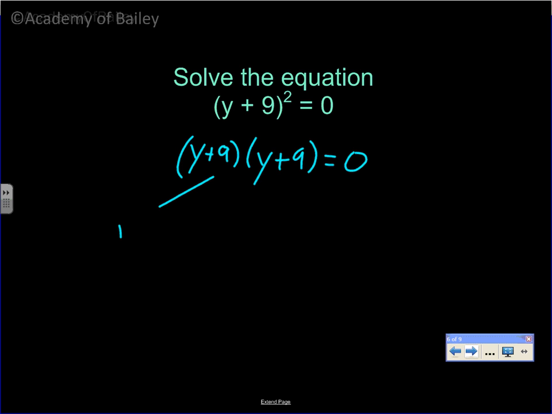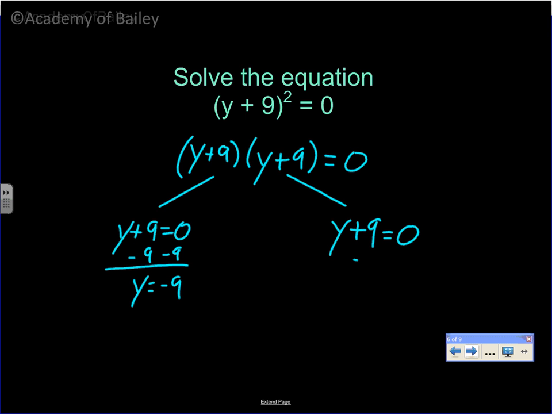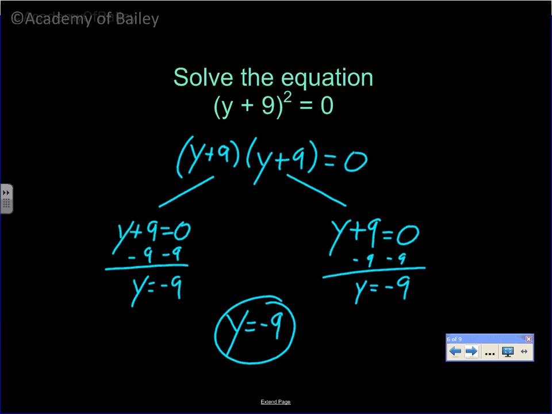And just like we have learned in this lesson, you set the first factor equal to 0, and you set the second factor equal to 0. Subtract 9, y equals negative 9. Subtract 9, y equals negative 9. And you notice that they're the same answer. You just need to put one negative 9 there because we know that it's the same.